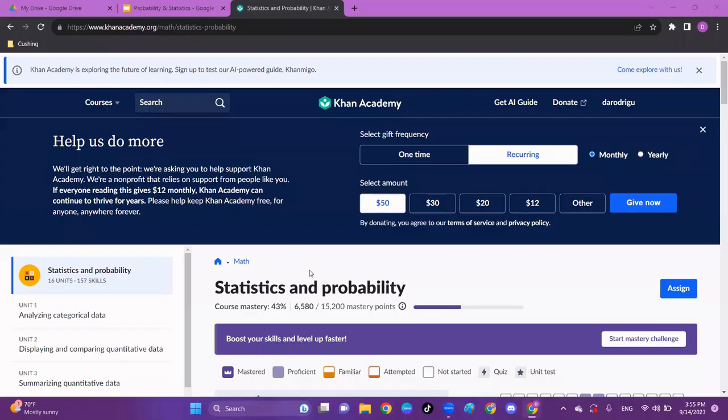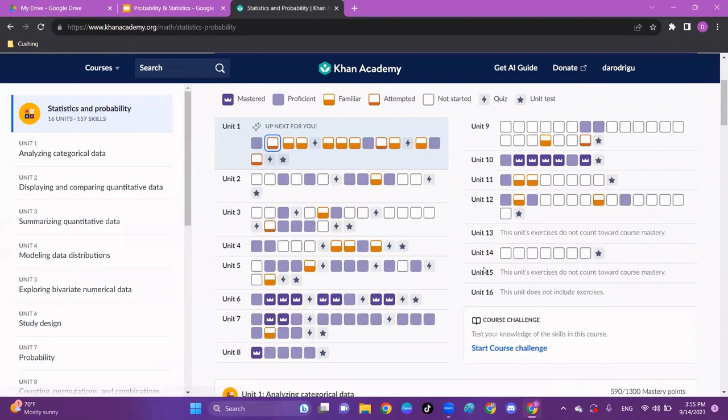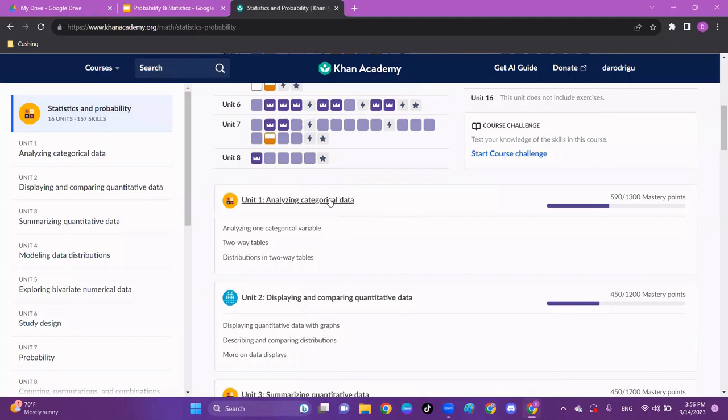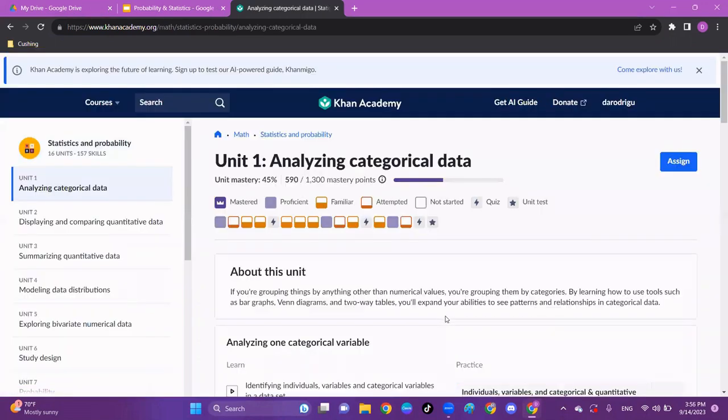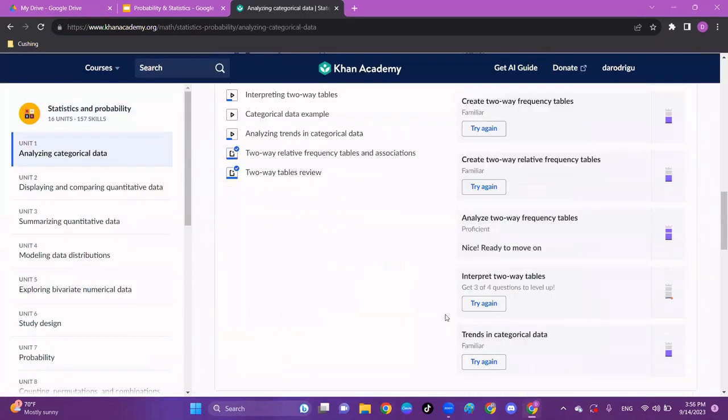Hey everyone. So we're in the statistics and probability class on Khan Academy. Today we're in unit one, analyzing categorical data. This is a question set, and I gave three similar question sets to students. One of them was really particularly tricky.